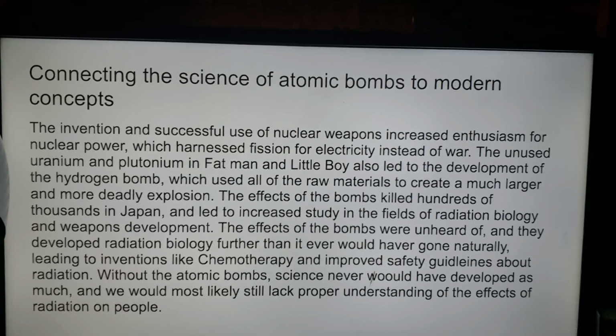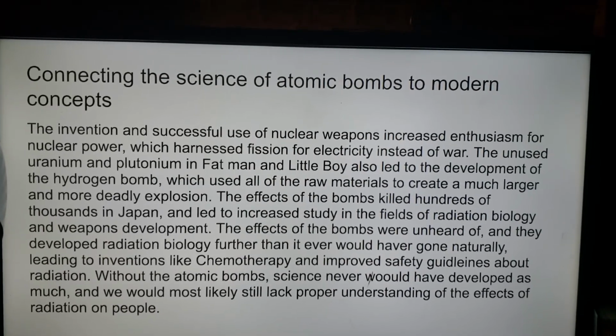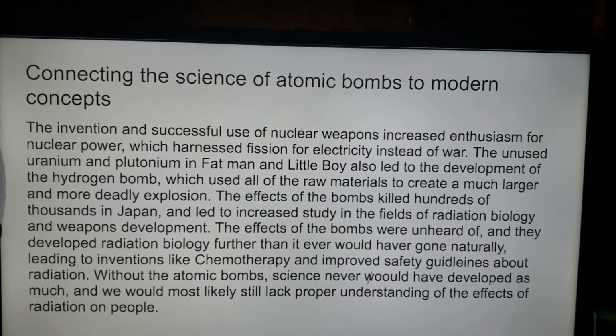So, without the atomic bomb, science probably wouldn't have developed as much, and we'd still lack proper understanding of the effects of radiation.